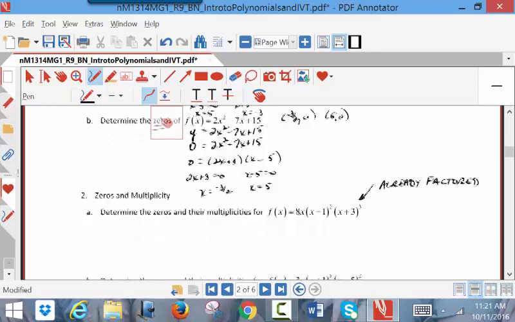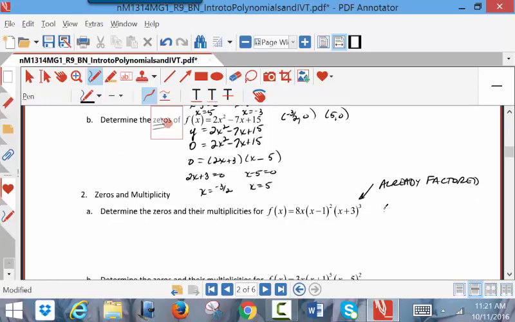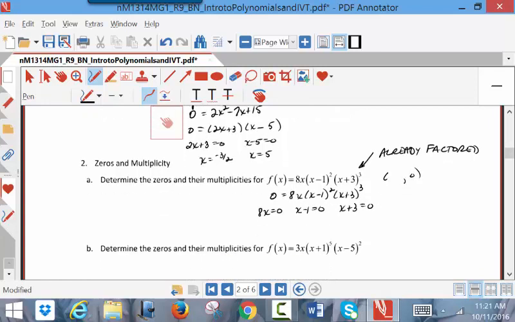And they say determine the zeros. So remember, the zeros are those points where the y value is 0, and there's going to be more than one. So if I replace the y with 0, I have this statement. Someone who's already done the hard work and factored it for us. So now by the zero factor property, I set each factor equal to 0, including the 8x. So I set 8x equal to 0. I set x minus 1 equal to 0, and I set x plus 3 equal to 0.